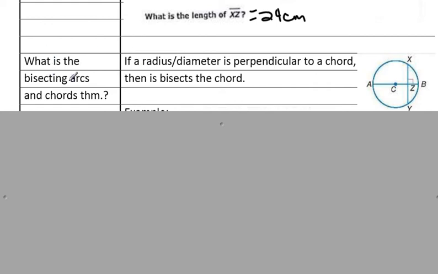Okay, the next theorem is the bisecting arcs and chords theorem. And that says that if a radius or a diameter is perpendicular, so here's our perpendicular, to a chord, then it bisects the chord. So in other words, it's going to cut this chord into two equal pieces. So XZ would be congruent to ZY.